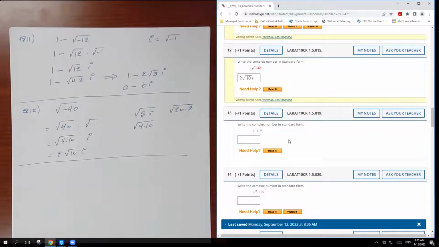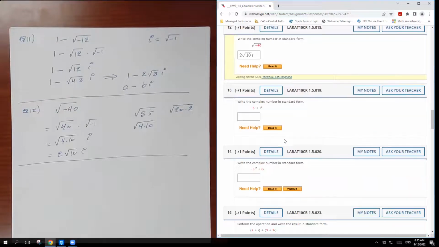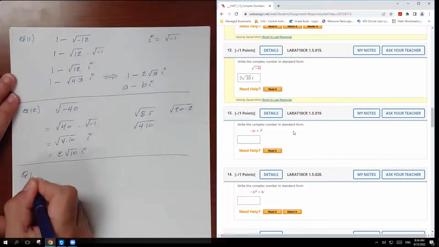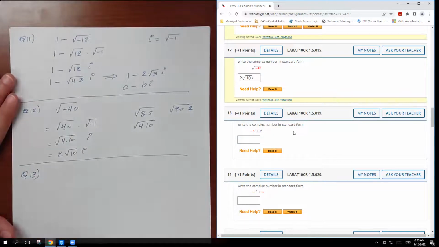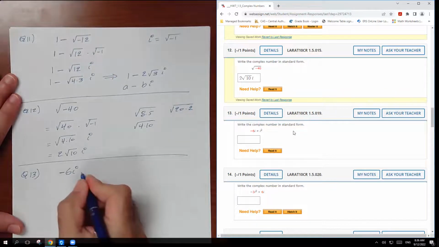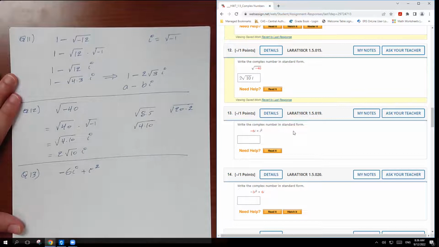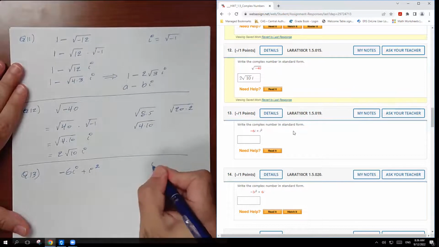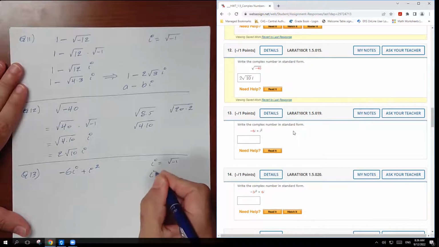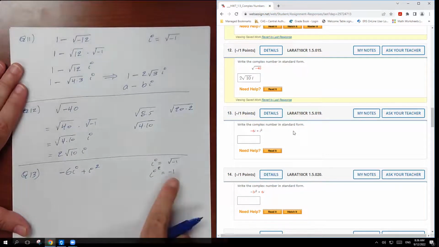The same thing with the next example, but it's going to be a little bit harder. Let's check how it's going to be. Write down the complex number in the standard form. This is question 13. It's -6i plus i squared. How are we going to write this number in the standard form? I already know you have to keep this one in your mind: i is the square root of -1. That means i squared is going to be just -1 by itself.